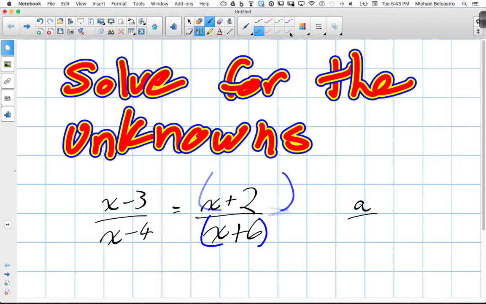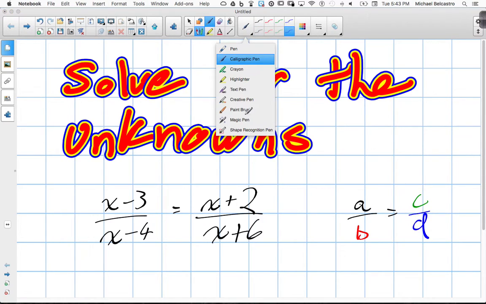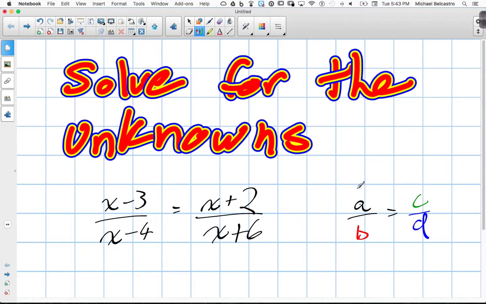I could say A over B is equal to C over D. And the reason I'm just doing it this way is so that you can mentally think of the algebraic rules a lot easier, right? This is equivalent fractions. With equivalent fractions, we can just cross multiply and make things simpler, right?